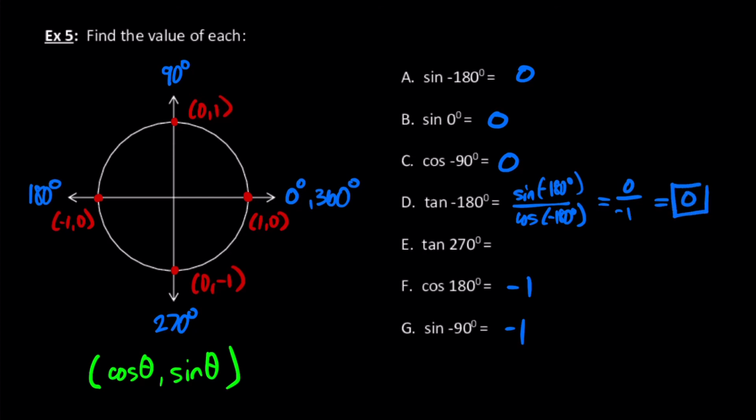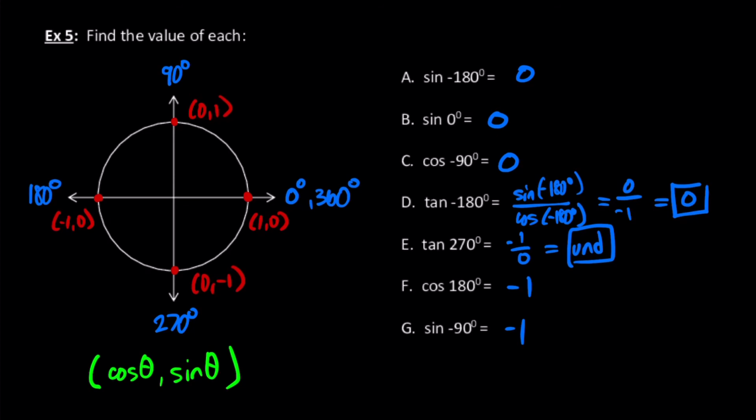Tangent 270. Well, I'm not going to bother writing this out again, but I know it's y over x or sine over cosine. Here's 270. Sine over cosine. Y over x. That's negative 1 over 0. If 0 is in the denominator, that's undefined.